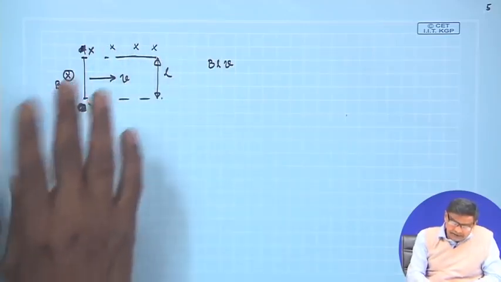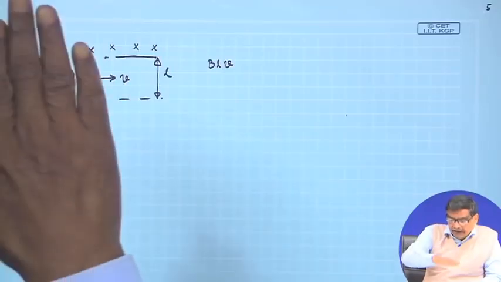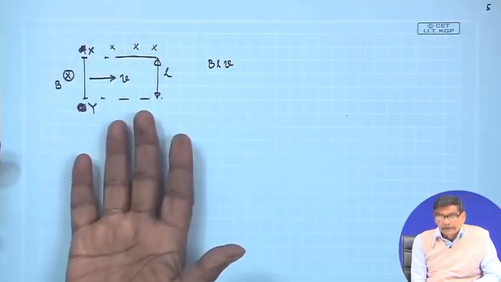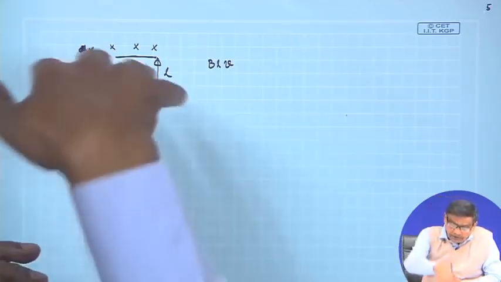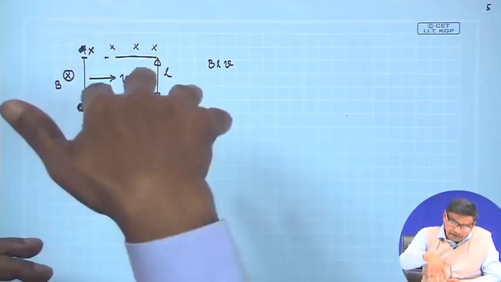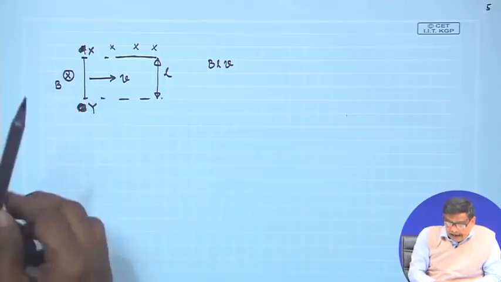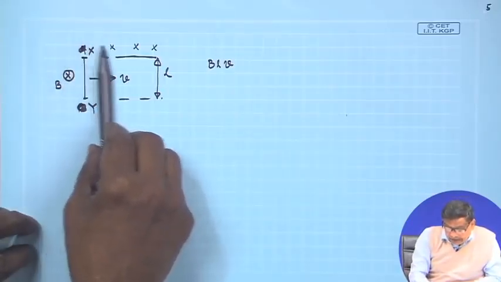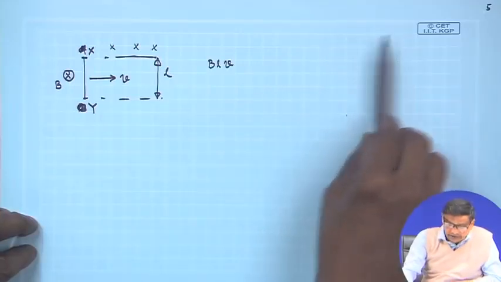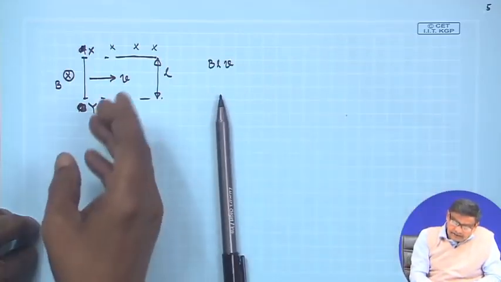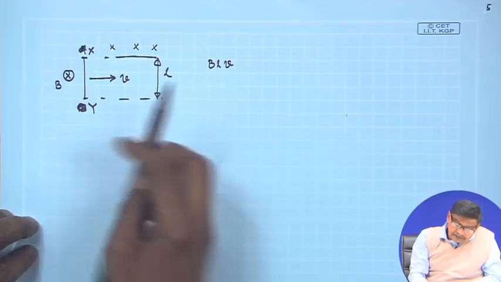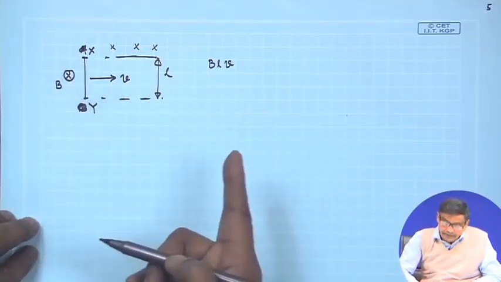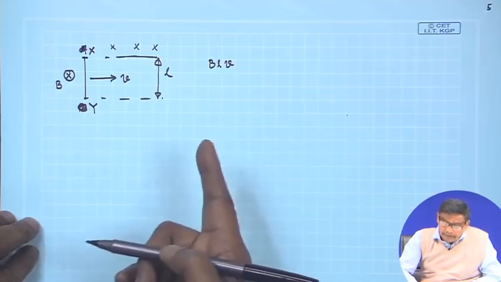How can this be created? Perhaps above the paper there is the north pole, and below the paper there is a south pole. So, lines of force will be perpendicular to the plane of the paper, and your conductor is on the plane of the paper, moving with a velocity v, and then between these 2 points there will be an induced EMF whose value will be BLV.